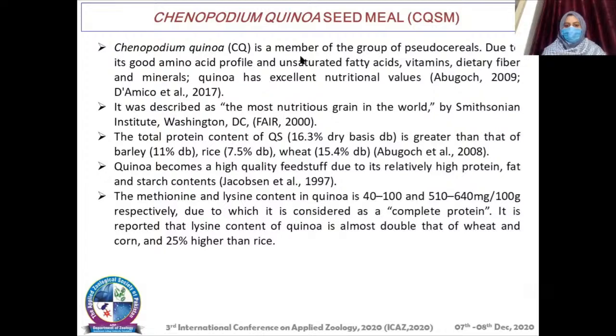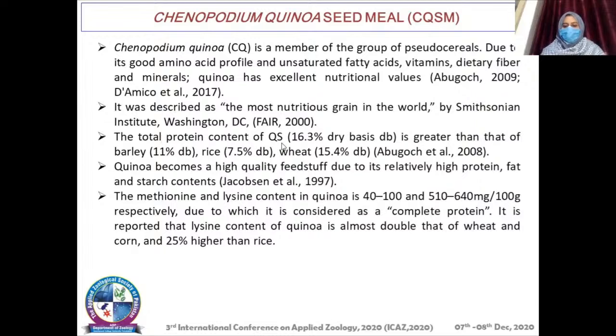Chenopodium quinoa is a member of the group of pseudocereals due to its good amino acid profile and unsaturated fatty acids, vitamins, dietary fibers, and minerals. Quinoa has excellent nutritional values. It was described as the most nutritious grain in the world by the Smithsonian Institute, Washington.